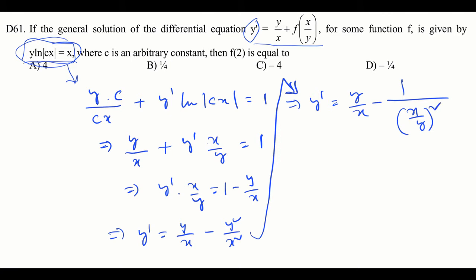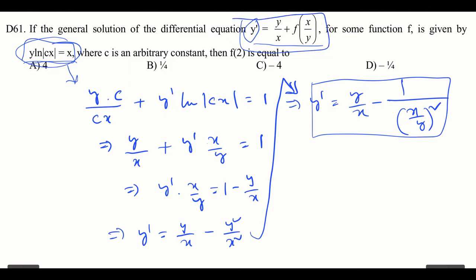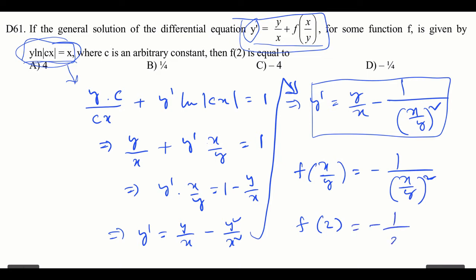Now if you compare this one with this one, we observe that f of x by y is nothing but minus 1 by x by y whole square. So f of 2 you want is equal to minus 1 by 2 whole square, which is minus 1 by 4.